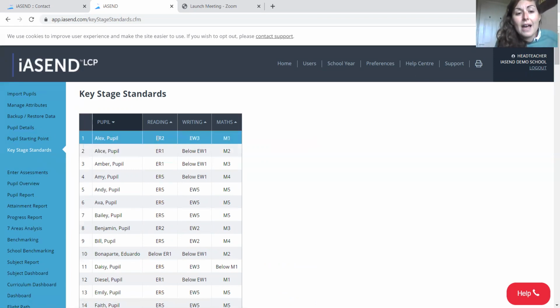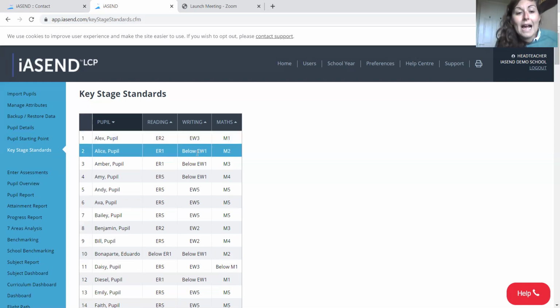You can see here that Alex has got ER2. What that means is he's got English reading 2, pre-key stage 2. He's got English writing, pre-key stage standard 3, and maths 1. Where Alice has got below, it means that she's not ticked any standards off.